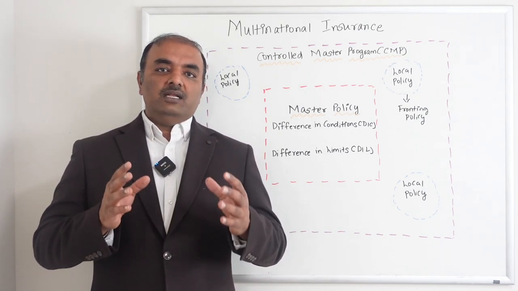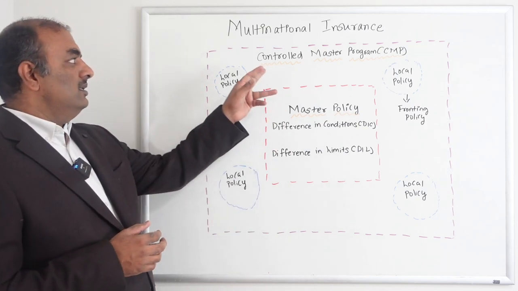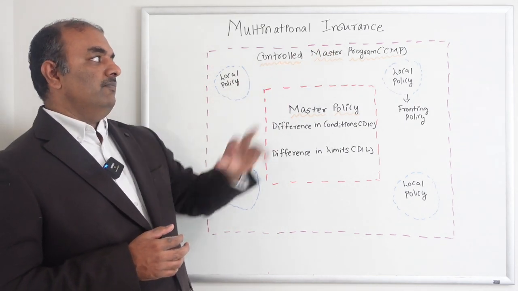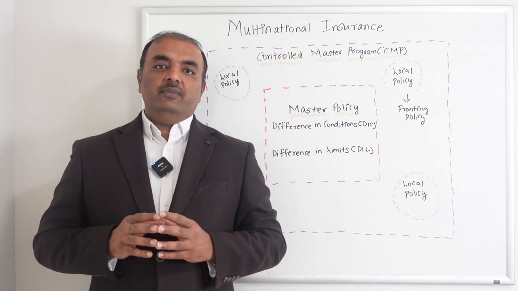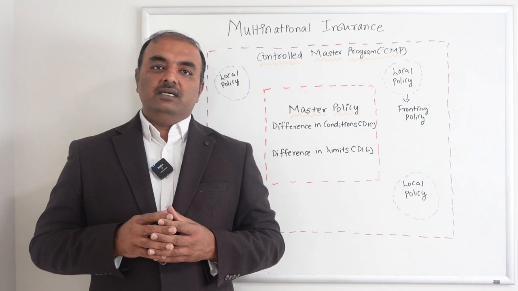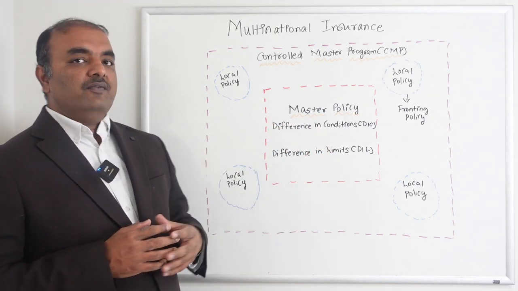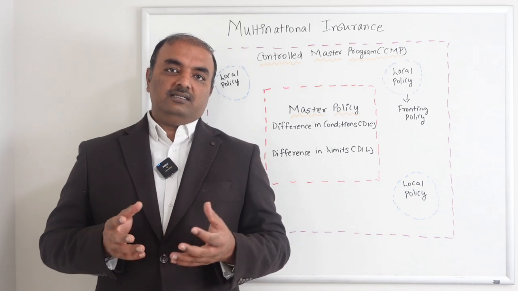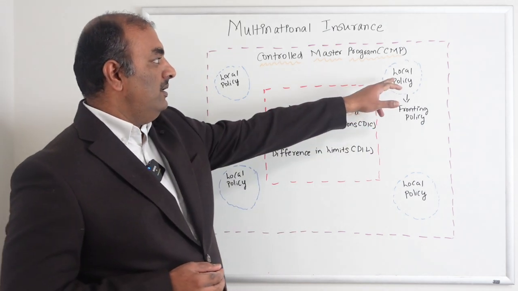If you have a multinational insurance, the way the policy is structured is you'll have something like a controlled master program. It is nothing but it will have a master policy. Maybe if you have a customer whose headquarters is in USA, there you will have a master policy, right? And then for each country that this particular customer has offices, like Europe, UK, they will have particular local policies.